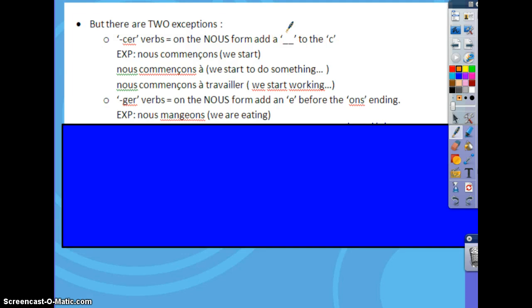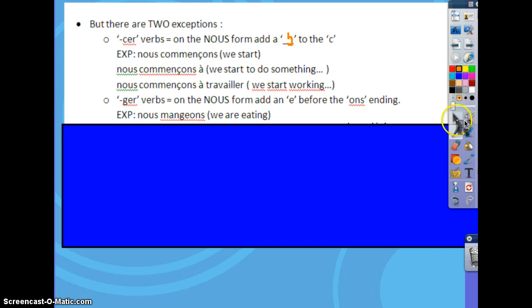The first exception occurs with what we are going to call CER verbs, verbs that happen to have a C before the ER. And don't worry, I'll give you some lists of those verbs in a second. For now, we're starting with the word commencer, which is to start something. Commencer has a C before the ER, and there's a really weird exception, and it only occurs in one of the forms. On all the other forms, you drop the ER and you add the endings just like normal. But in the nous form, you have to actually add that cédille.